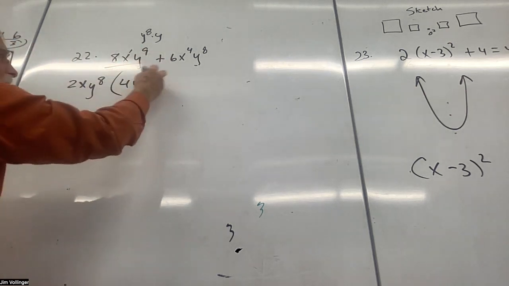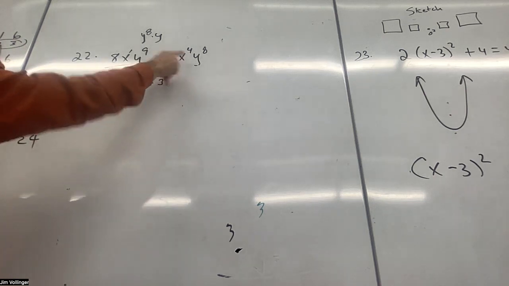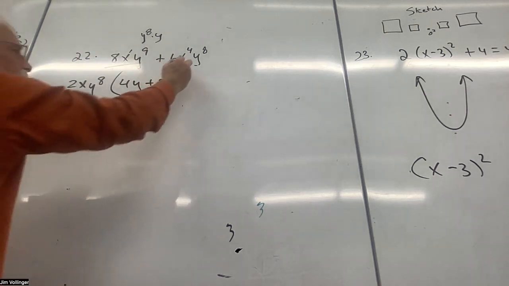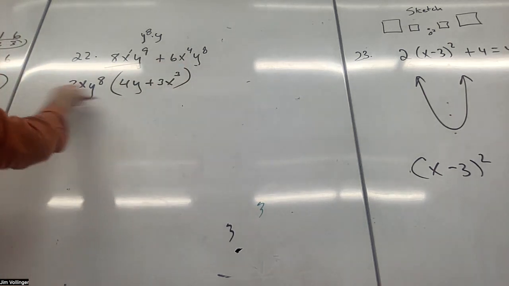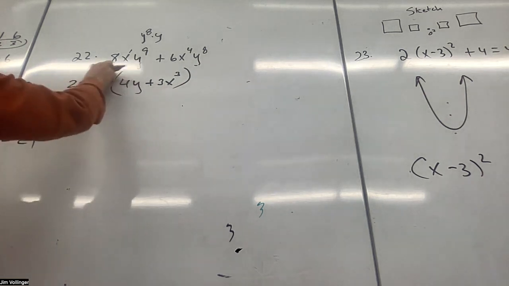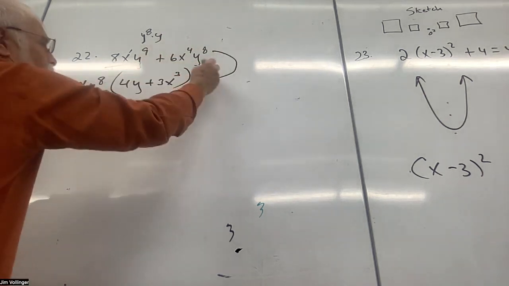2 times 3 is 6. I need x to the 4th. I have 1x. I need 3 more. y to the 8th is already there. So that is another way of expressing that sum. And that's called factoring. I like to say, change this sum to a product.